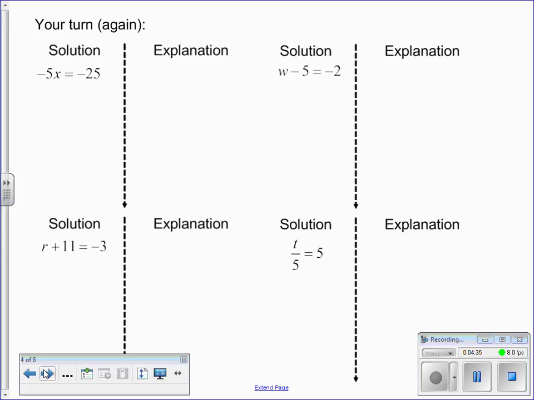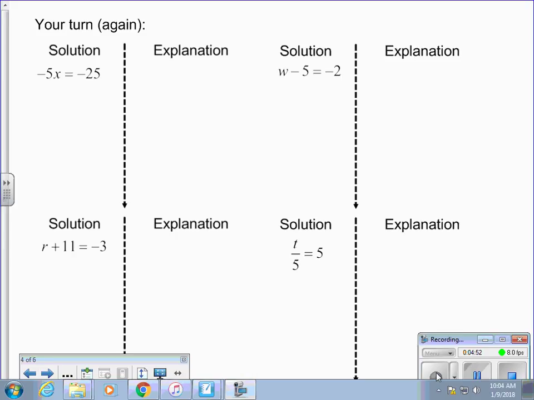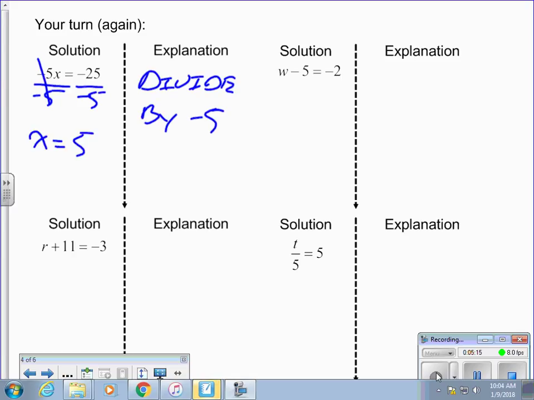Your turn. Again, same thing. Do these 4 problems. Once again, I want the explanation as well. I want you to write it out. I do have my reasons. Solve the problem. Write out what you're doing. Let's do these. What is my step for solving this? Divide by negative 5. Divide by negative 5. Those cancel. I get x equals 5.